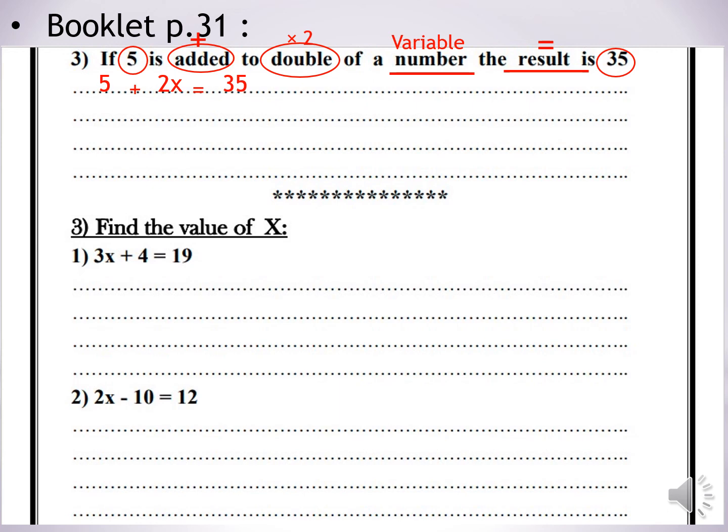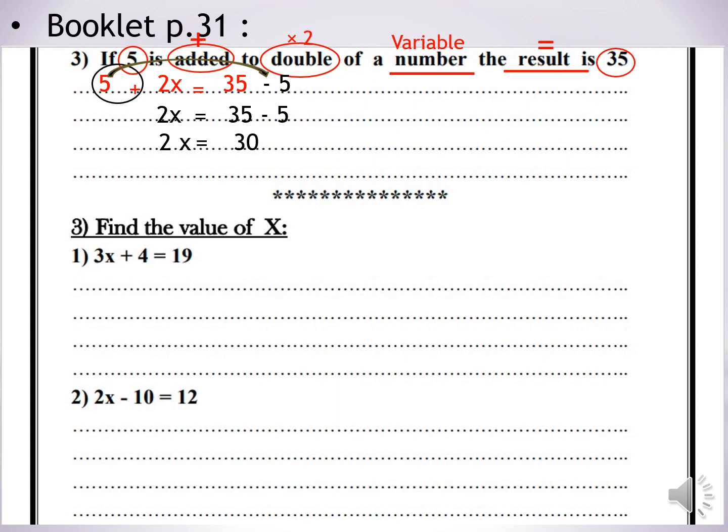Okay, here I have 2 steps. First, I have to take the 5 to the other side with the opposite sign. So it will be minus 5. So 2x equals 35 minus 5. Okay, I still didn't find the value of x. I still have here 2x. So I have 2x equals 35 minus 5 equals 30.